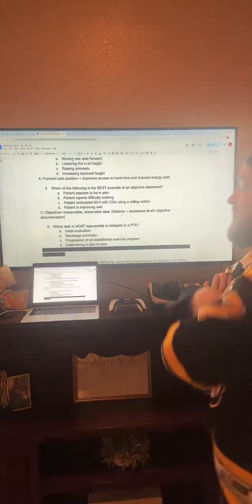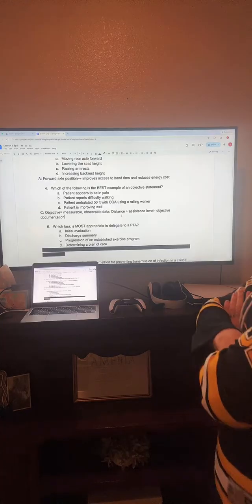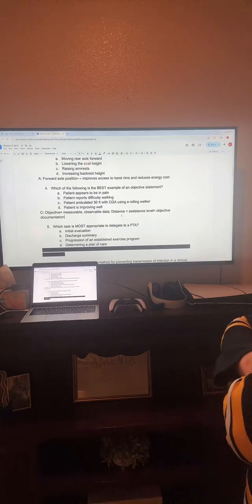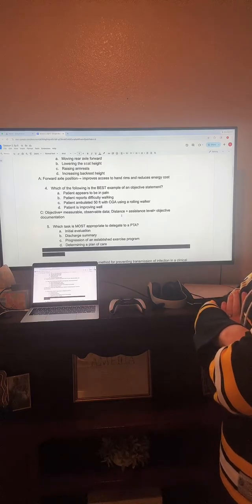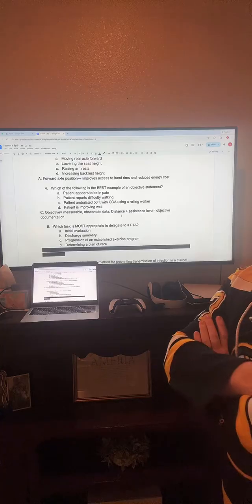Okay, number 5. Which task is most appropriate to delegate to a PTA? A, initial evaluation. B, discharge summary. C, progression of an established exercise program. Or D, determining a plan of care.